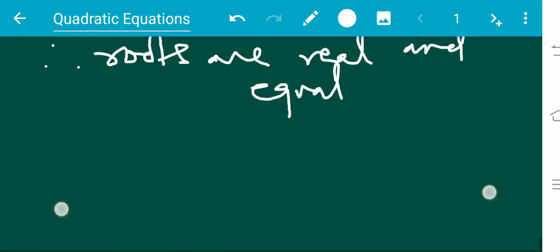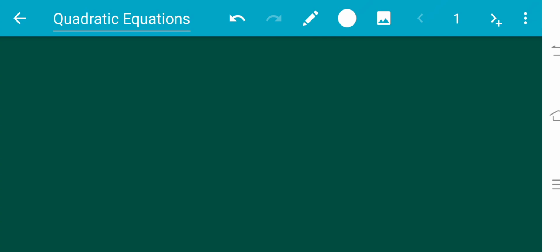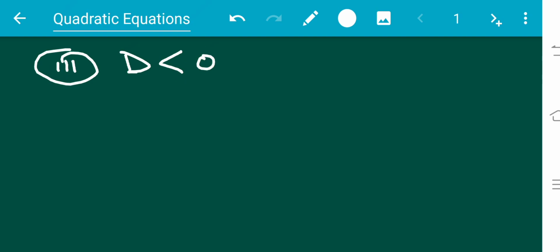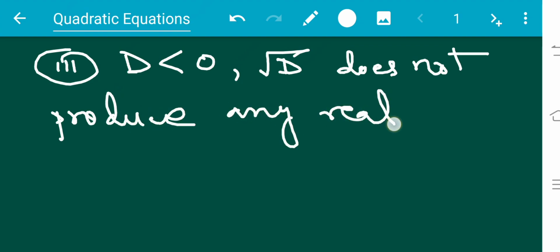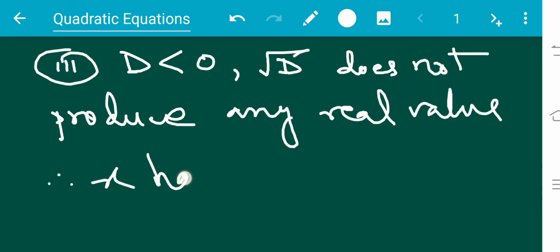Now for d less than 0, square root of d does not produce any real value, therefore x has no real roots.